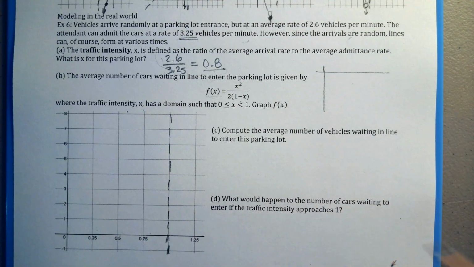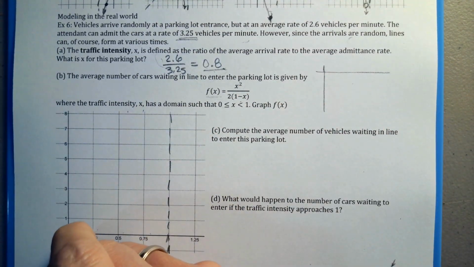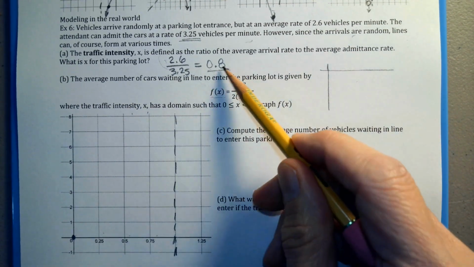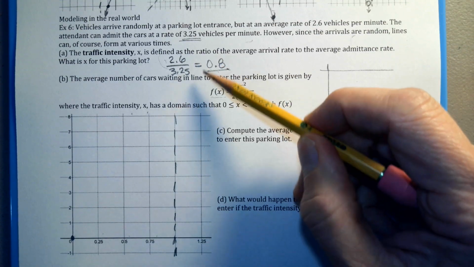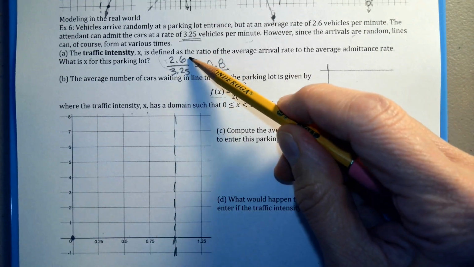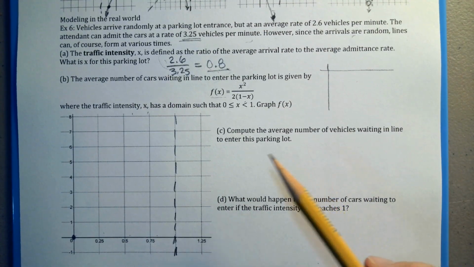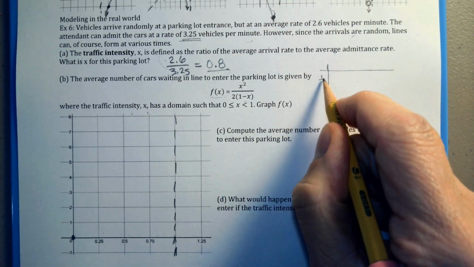Let's do like 0, well, we know what that's going to be. If I put a 0 in here, it's going to be 0, right? If the intensity is 0, that means the top has got to be 0. And so that means no cars are coming in. The number of cars waiting is going to be 0, right? So that's simple enough.